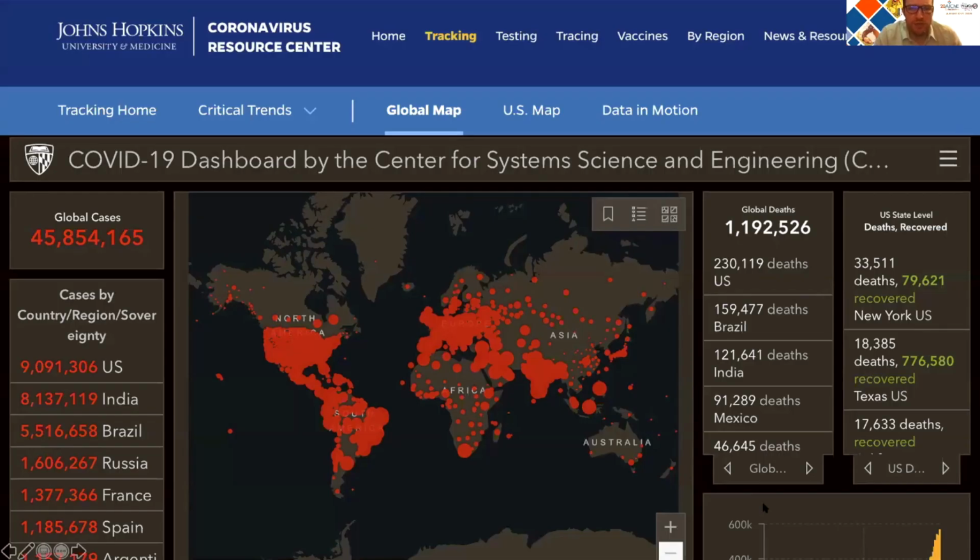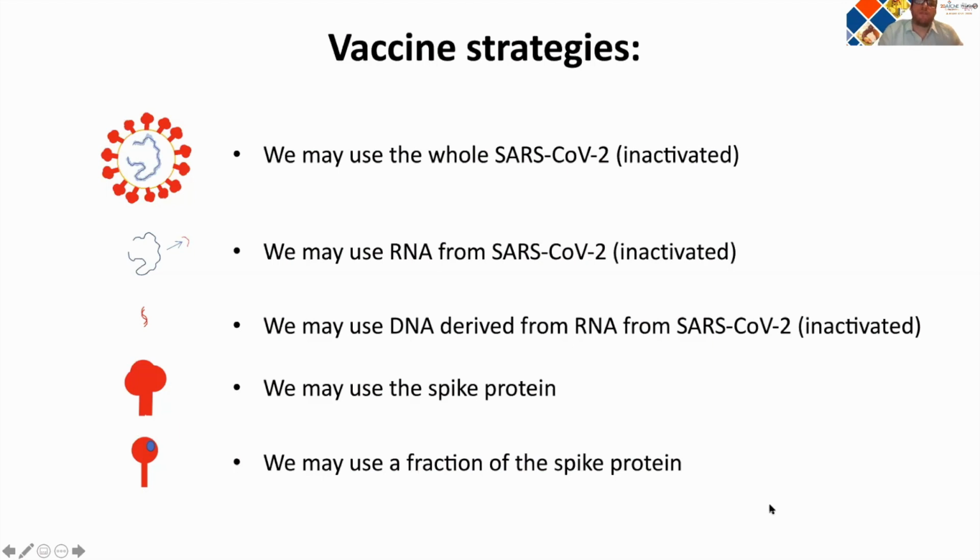In this map, you can see the situation of COVID-19, where we have more than 45 million infection cases and more than 1 million deaths in the world. And we have some vaccine strategies to treat this virus. We can use the whole inactivated SARS-CoV-2, or maybe we can use only the RNA or produce DNA from the RNA virus. But also we can produce only the proteins of the virus or specific regions of a particular protein.